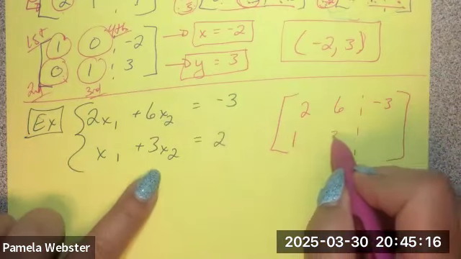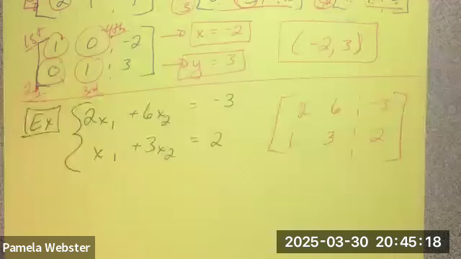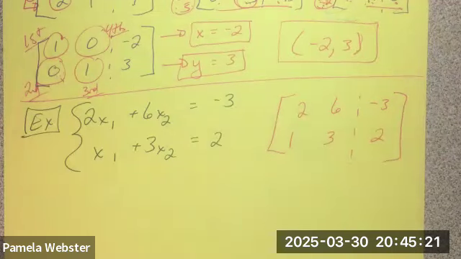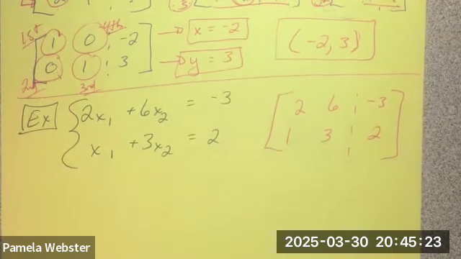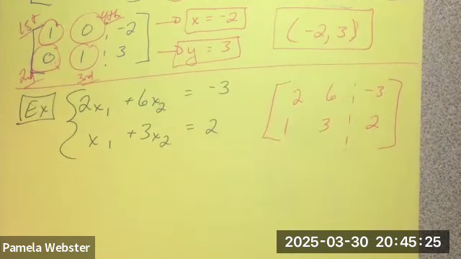So I've got a 1, a 3, and a 2 on the second row. 2, 6, -3, and 1, 3, and 2. Make sure there aren't any copy errors. I think we're good to go.